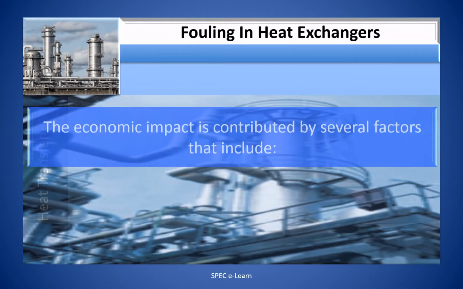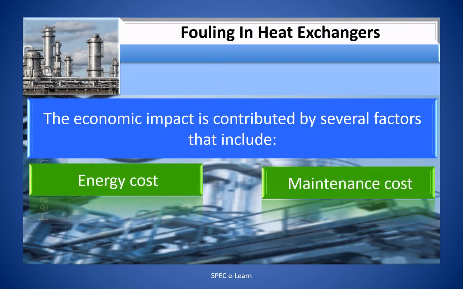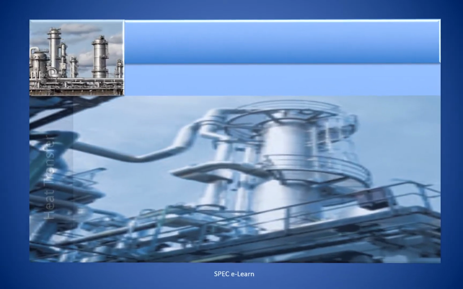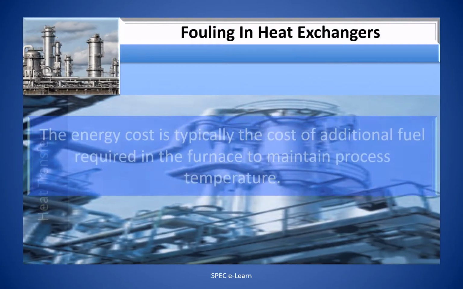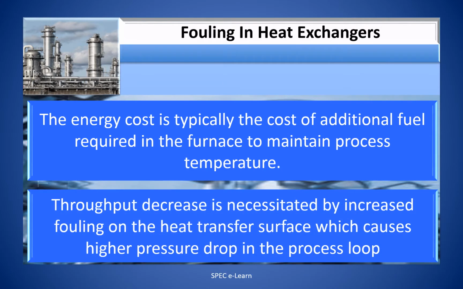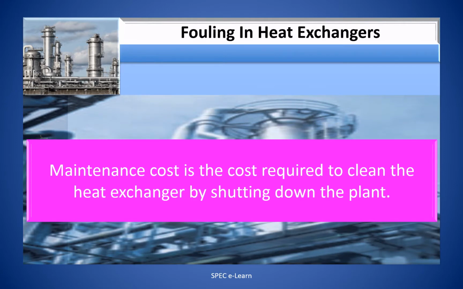The economic impact is contributed by several factors that include energy cost, maintenance cost, and production loss due to reduced throughput. The energy cost is typically the cost of additional fuel required in the furnace to maintain the process temperature. Throughput decrease is necessitated by increased fouling on the heat transfer surface, which causes higher pressure drop in the process loop. Maintenance cost is the cost required to clean the heat exchanger by shutting down the plant.